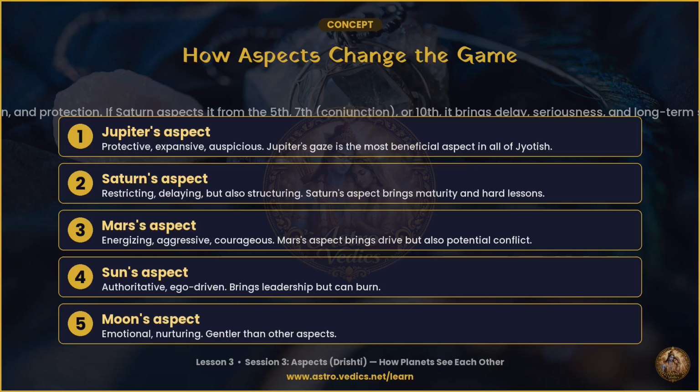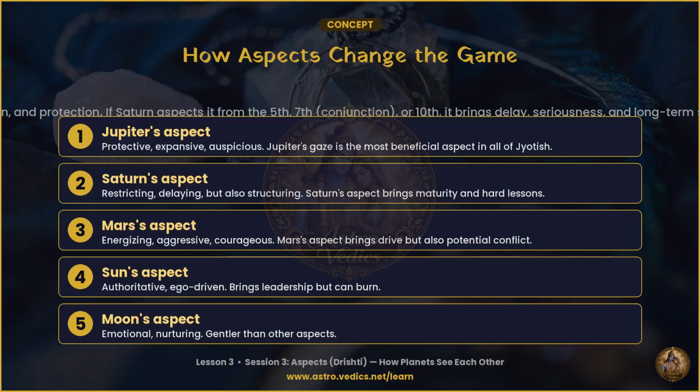Wrong. If Jupiter aspects the seventh from the first, third, or 11th house, it blesses the marriage house with wisdom, expansion, and protection. If Saturn aspects it from the fifth, seventh, conjunction, or 10th, it brings delay, seriousness, and long-term stability. The quality of the aspect depends on who's aspecting.